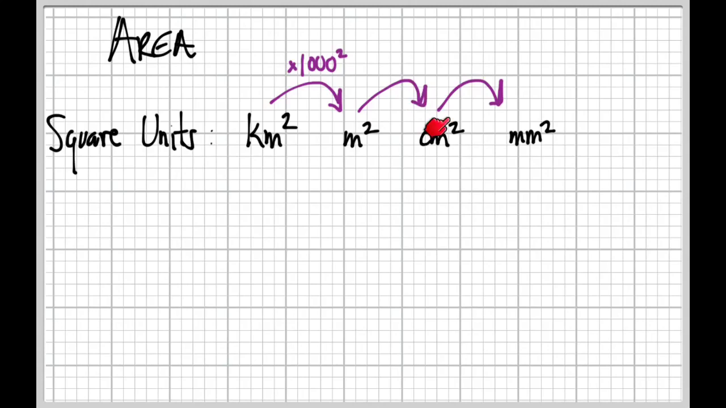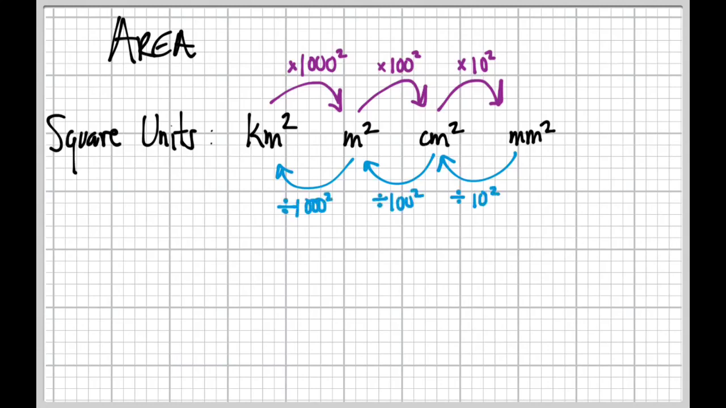And then from meters to centimeters, right, it's going to be 100 squared, right, because 1 meter squared, a square meter, is 100 centimeters by 100 centimeters. So 100 times 100, we'll just write it as 100 squared. It's an easy way to write it. And then from centimeter squared to millimeter squared, we multiply by 10 squared. Okay? And then, as before, going back the other direction, we're just going to divide each time by the same numbers. Okay? Pretty easy.